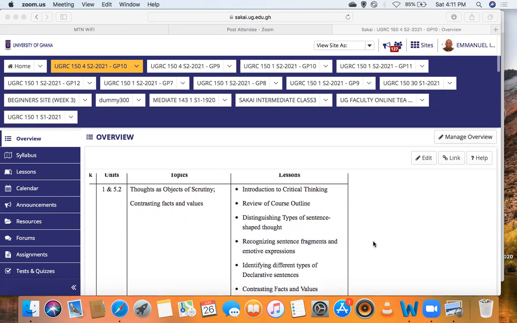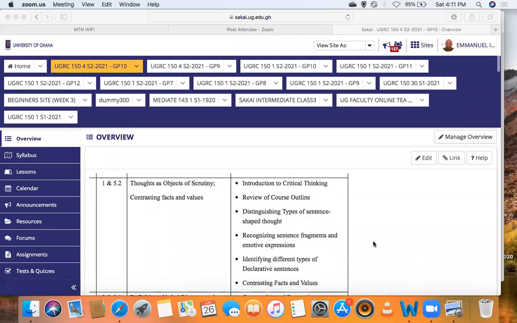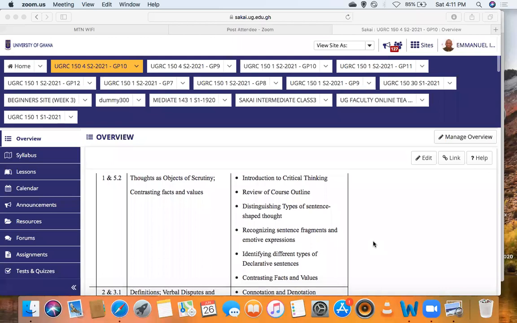If you look at the right column, about the lessons, we have introduction to critical thinking. That's what we're doing right now. Review of the course outline. That's what I'm doing right now. Distinguishing types of sentence-shaped thoughts. That's what I'm going to do in a few seconds.